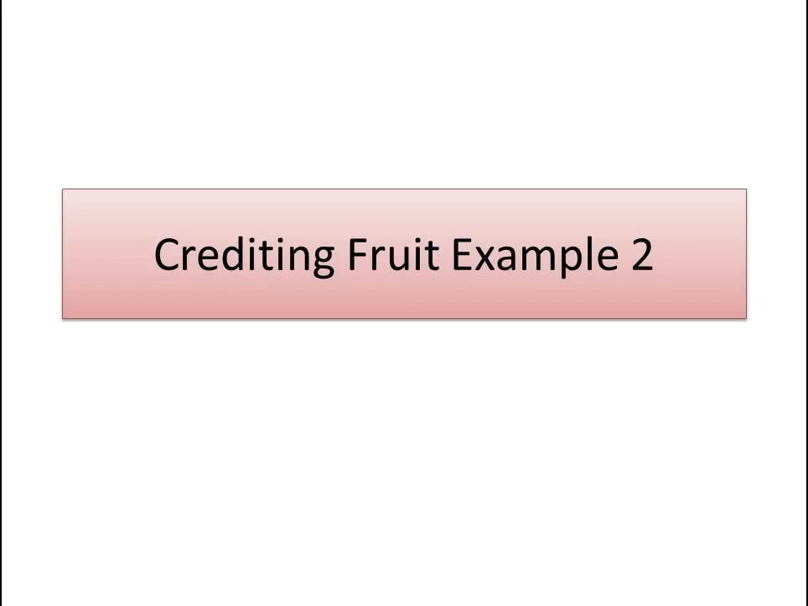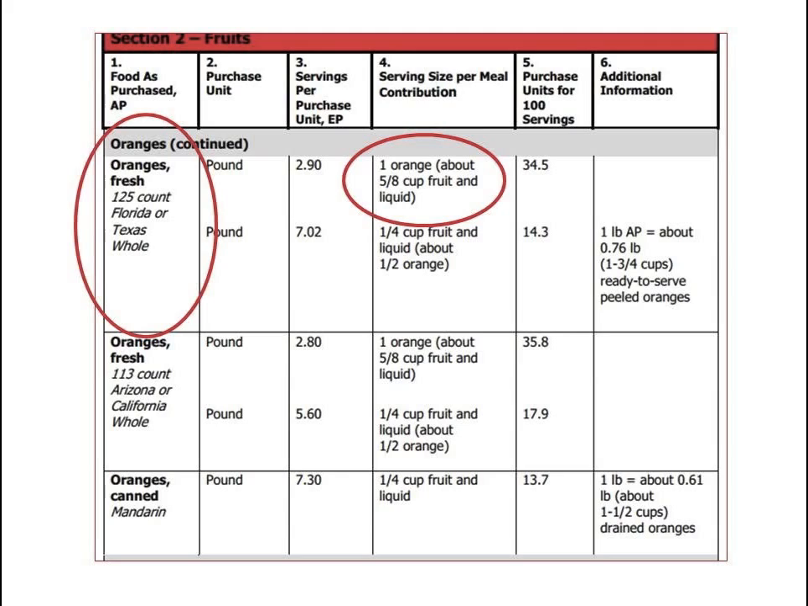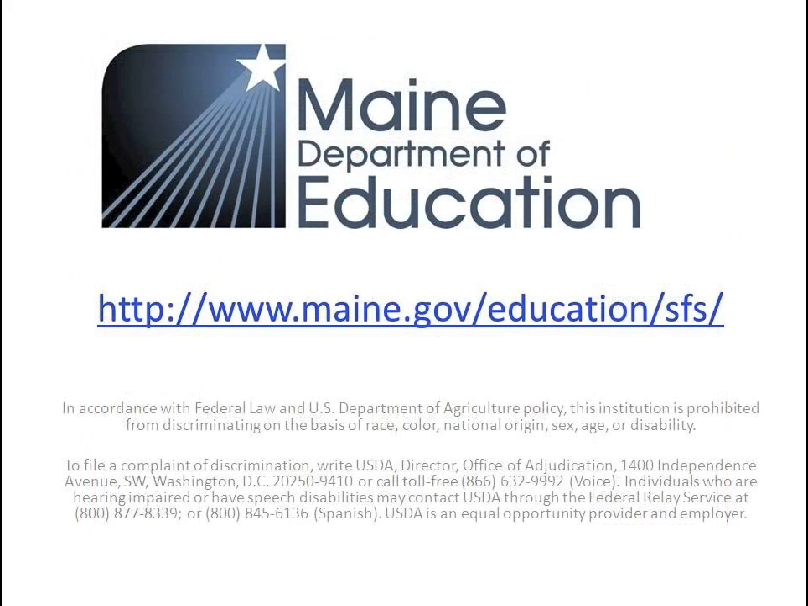Let's look at another example of a popular fresh fruit. Here we have a 125 count orange, and we can see in column 4 that each 125 count orange is equal to 5/8 cup of fruit.